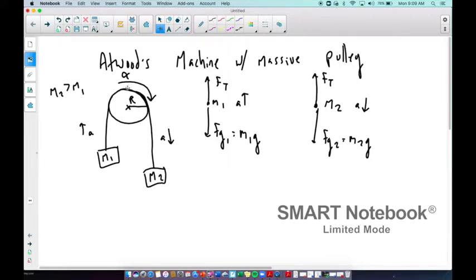Remember, torque is a force applied at some distance away from an axis of rotation. Here's my axis of rotation. It's always got to be the first thing we think about with rotating objects: where is the AOR, the axis of rotation. Torque is some force applied at a distance away from that axis. So what forces are being applied to this pulley right now?